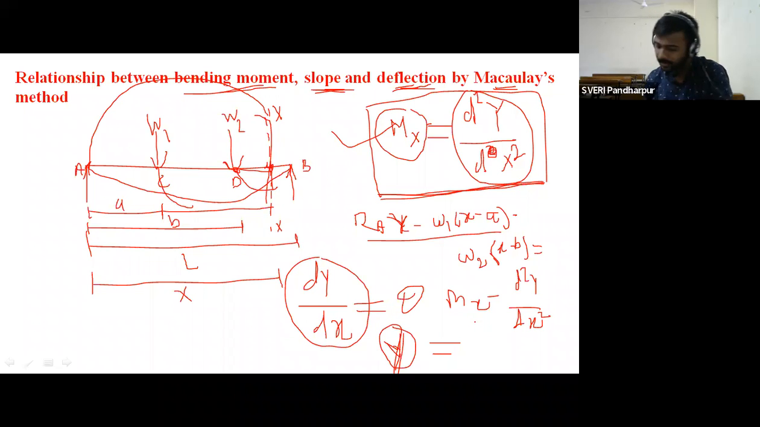So a single bending moment equation will not be sufficient to calculate slope and deflection in the beam. In such a condition, we have to use Macaulay's method.